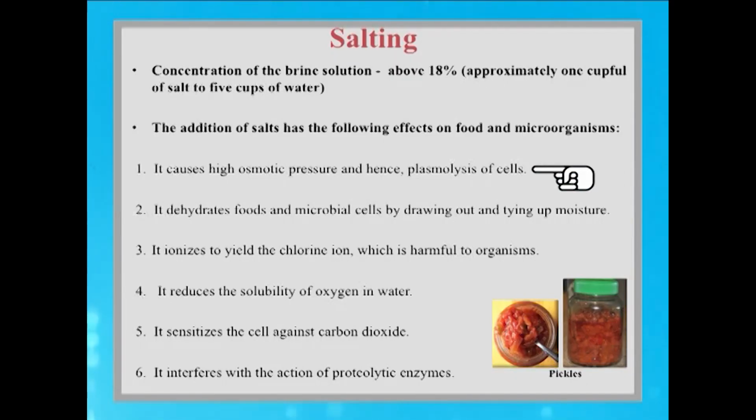The first one is it causes high osmotic pressure and hence the plasmolysis of the cell takes place. It dehydrates the food and the microbial cells, so the microbes that are present inside the food are not able to survive. It ionizes the chlorine ion which is harmful to the microorganism which is growing inside the food. It reduces the solubility of oxygen in water, therefore scarcity of oxygen in the food takes place and the microbes are not able to reproduce nor survive.